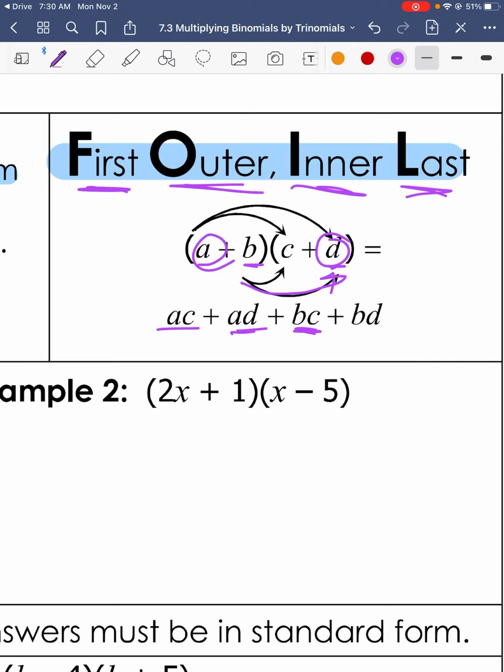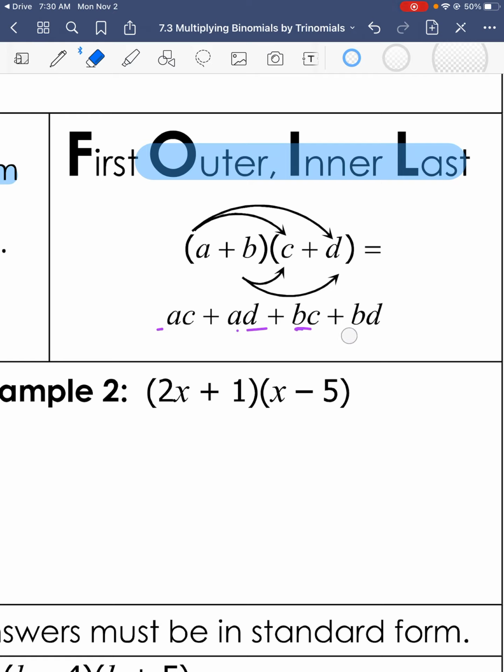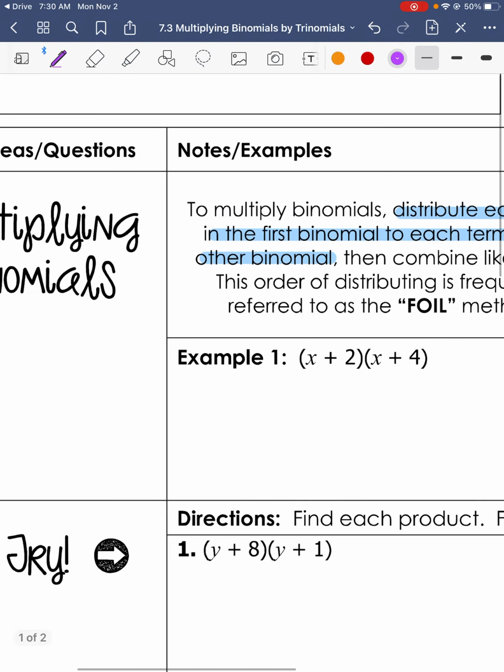Okay, so we do first, then outer. Oops, I did that backwards. Let's see. We do first, then outer, then inner, and then last here. That might have been confusing too. But if you just follow the acronym there, you'll see that each term in the first polynomial will be distributed to the second polynomial. Okay, so let's do some practice here.